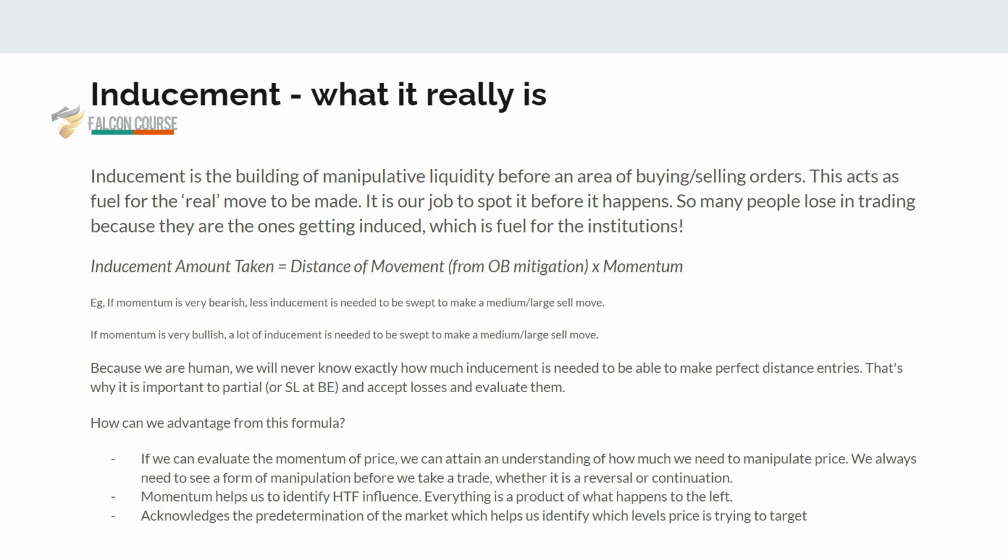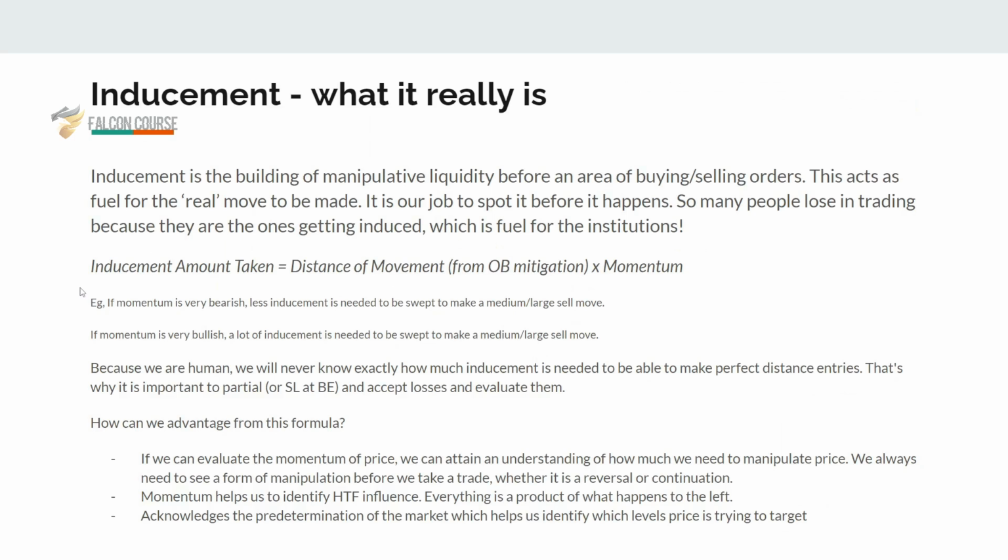Before a big move happens, the market maker already knows what they're going to do, and that's really what that predetermination is. So if we can acknowledge and actually analyze and see that predetermination, it can help us understand what that trade is going to do and how it's going to be taken.